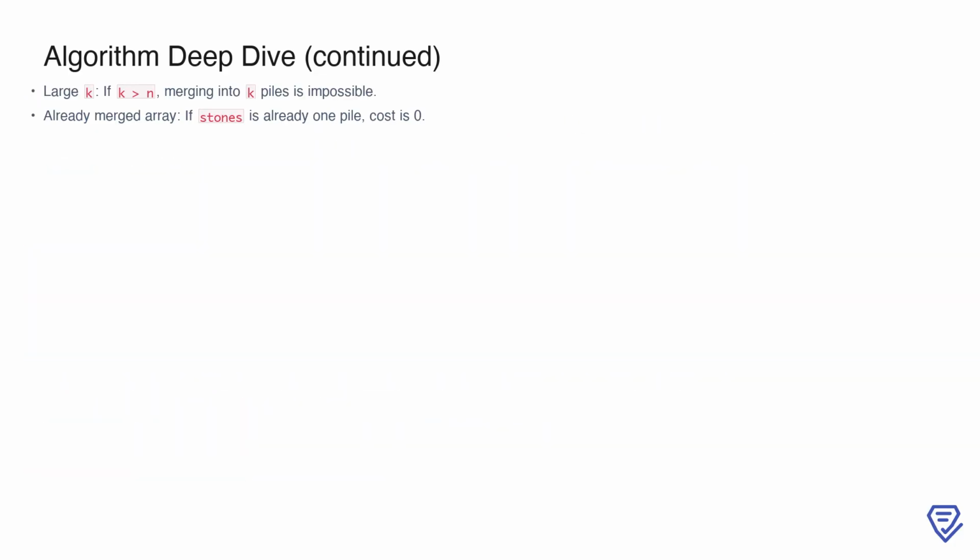Finally, we address some important edge cases. If the input array contains only one stone, no merges are needed, and the cost is 0. When k is larger than the number of stones, merging into k piles becomes impossible because there aren't enough stones to split. In such cases, the solution should handle this appropriately. On the other hand, if the array is already a single pile, no merging is required, and the cost remains 0. These scenarios emphasize the importance of validating edge conditions to ensure robustness and correctness in the algorithm.